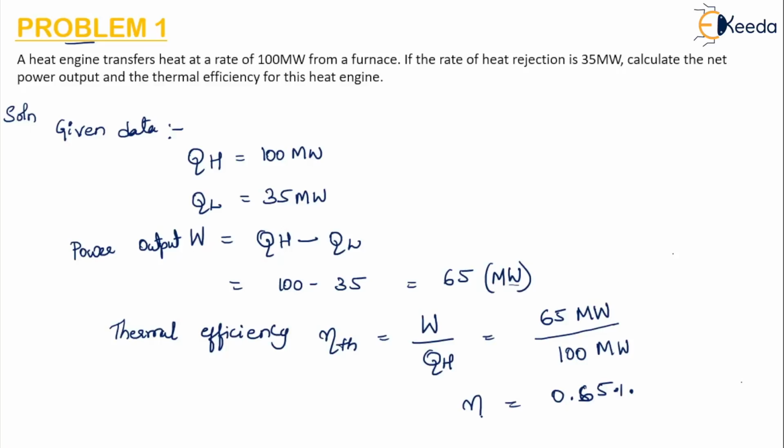So the thermal efficiency of the heat engine is 65% or 0.65.